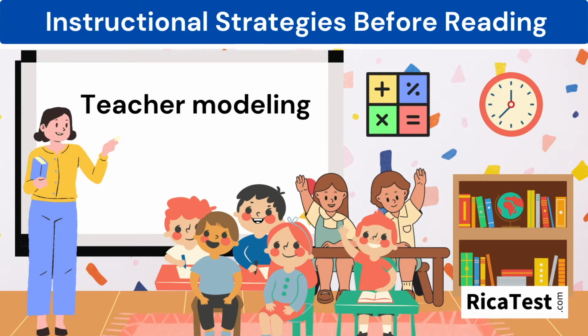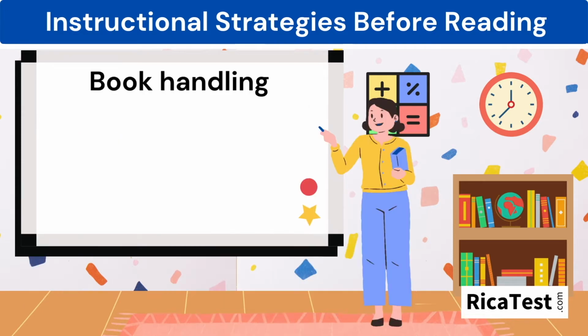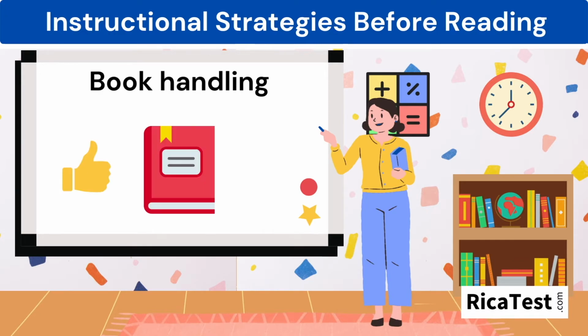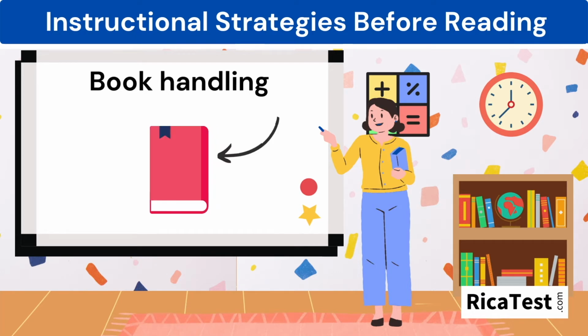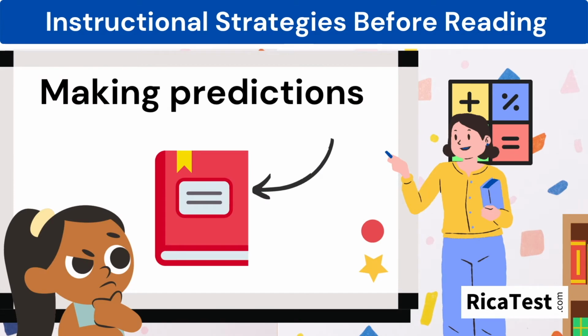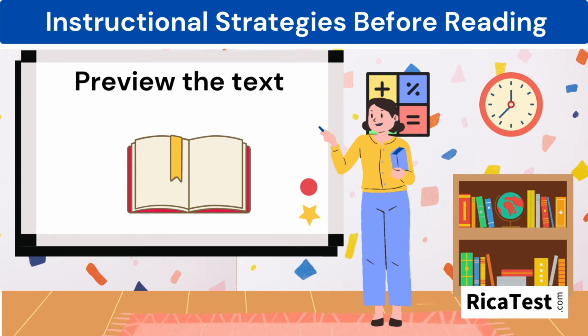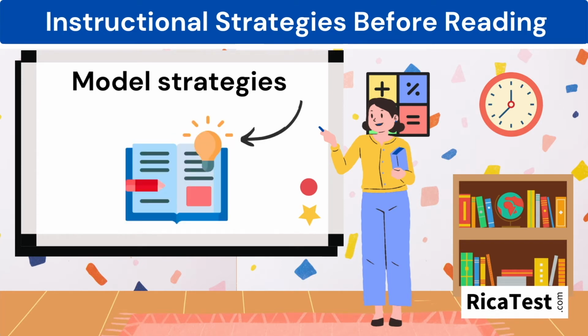The first strategy is to model the behavior of what good readers do before reading. This includes the way they handle a book, making sure that the book is upright, reading the title and looking at the front and the back cover, making a prediction based on what this information says or gives us. This also includes opening the book from the front cover, reading the inside pocket sleeve if there is one, and modeling all the ways we can learn about what we're about to read prior to actually reading the story itself.